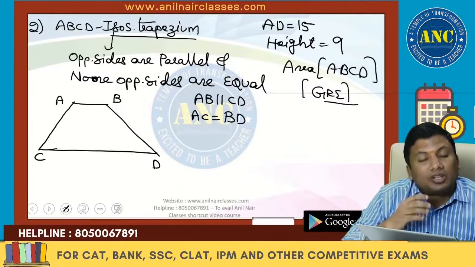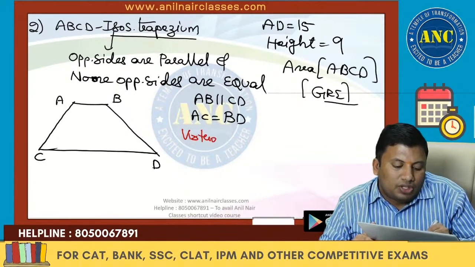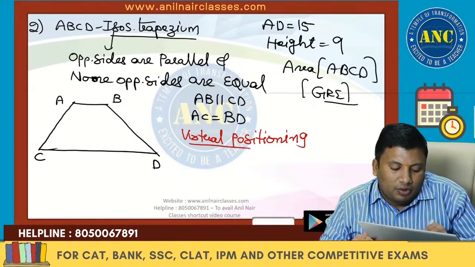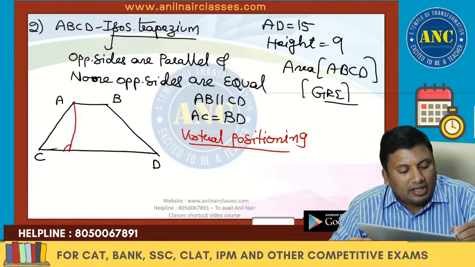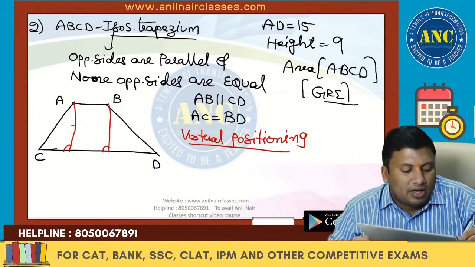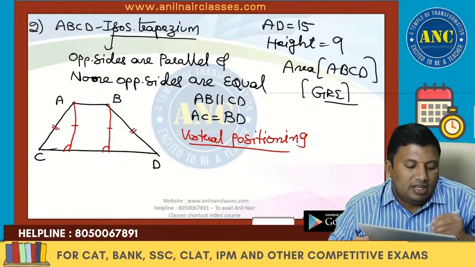So it becomes complex. Now we will use the concept of virtual positioning. This is the height of the trapezium. The height of a trapezium always remains the same. So this is the same, this is the same. AC and BD, these are also the same.